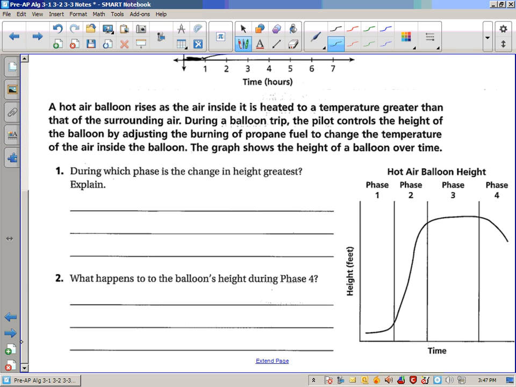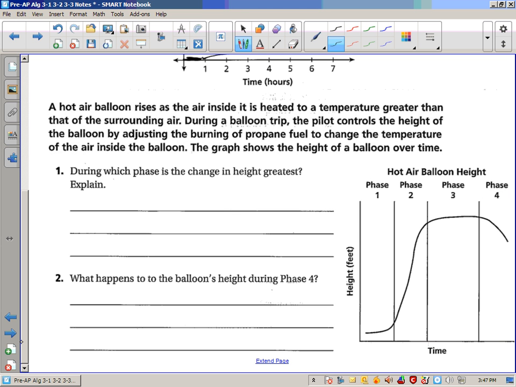Let's take a look at this situation. It says a hot air balloon rises as the air inside it is heated to a temperature greater than that of the surrounding air. During a balloon trip, the pilot controls the height of the balloon by adjusting the burning of propane fuel to change the temperature of the air inside the balloon. The graph shows the height of a balloon over time. So just take a second, look at that graph there.